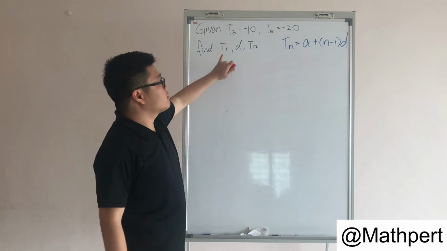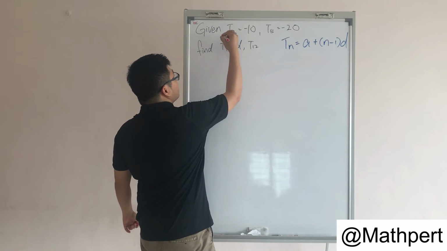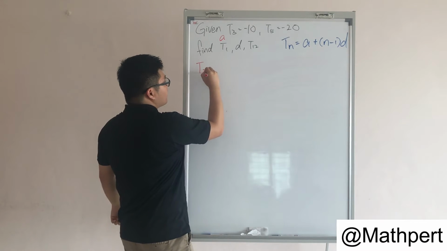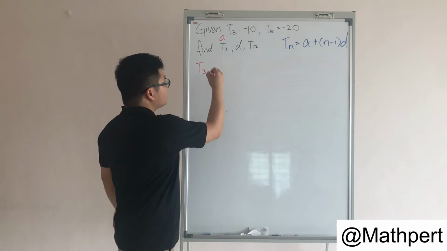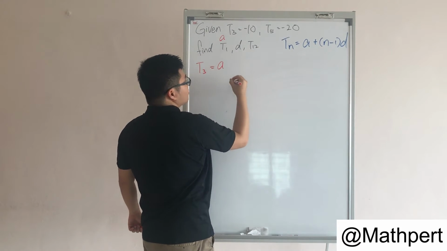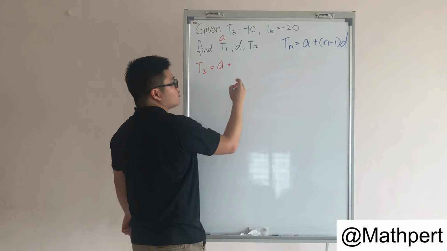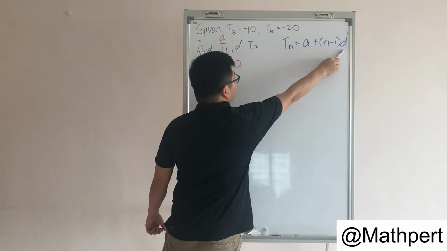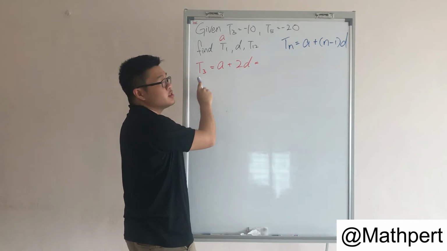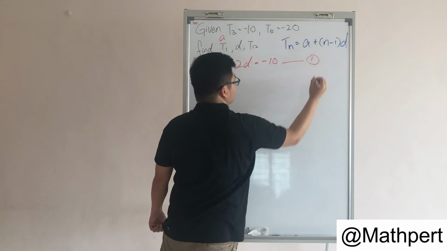First of all, we know that T1 is also equal to a. So we write out a over here. We start with T3 first. T3 is equal to a, we don't know, plus (n minus 1). n is equal to 3, so 3 minus 1 is 2. d, the common difference, we don't know, just write a d over here. T3 is given by the question as negative 10. This is our first equation.